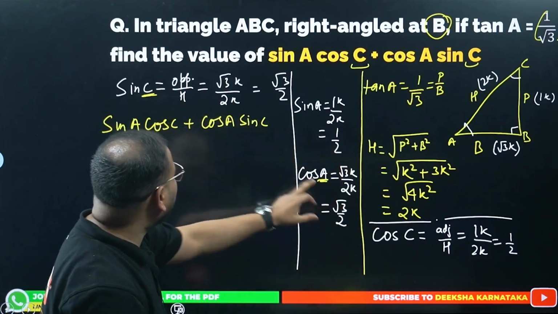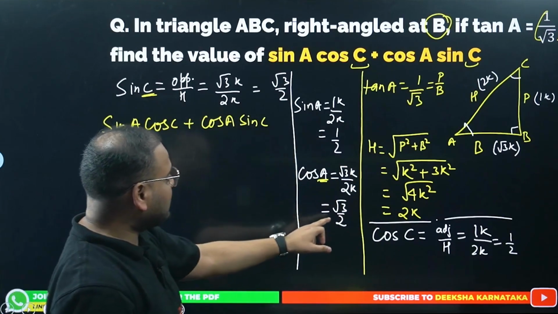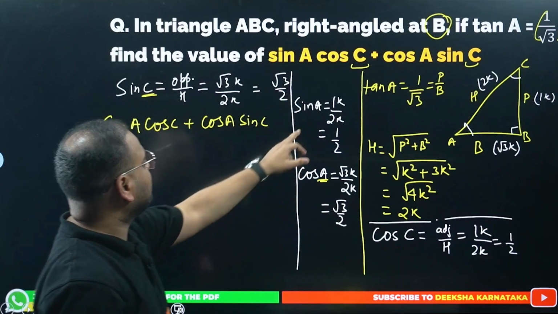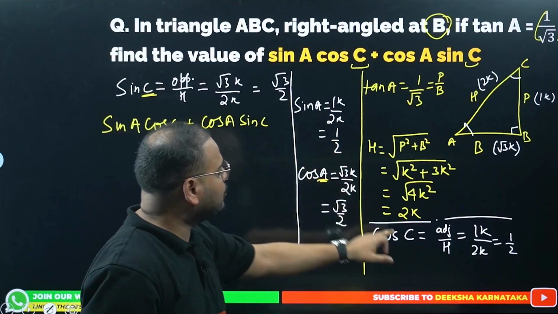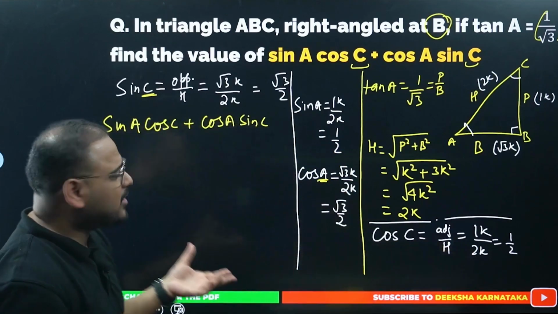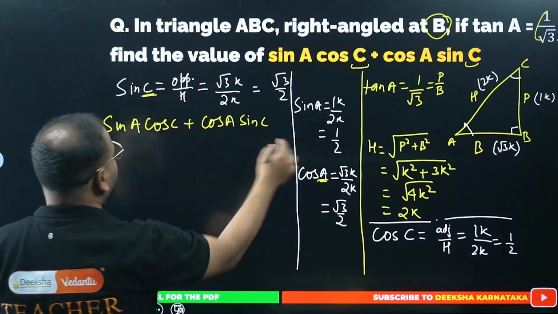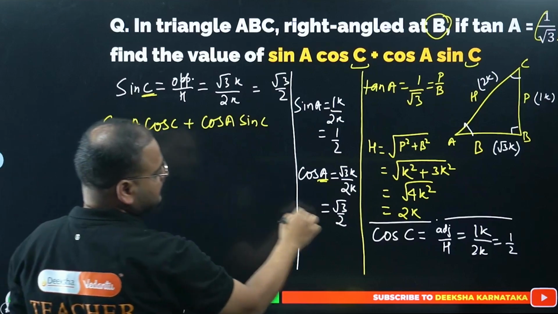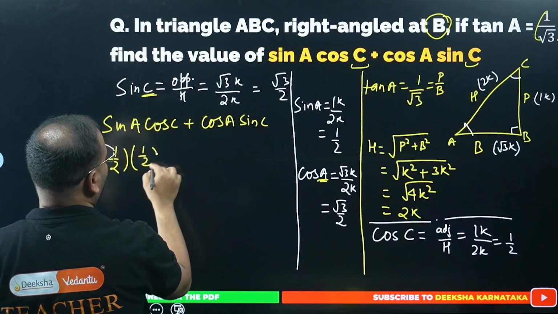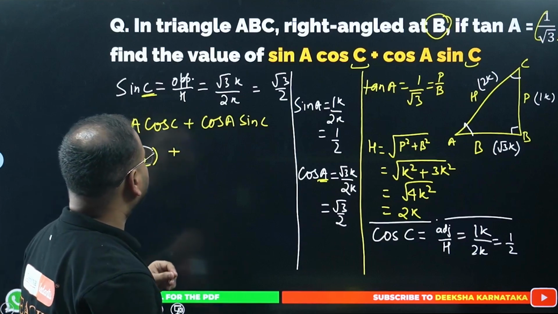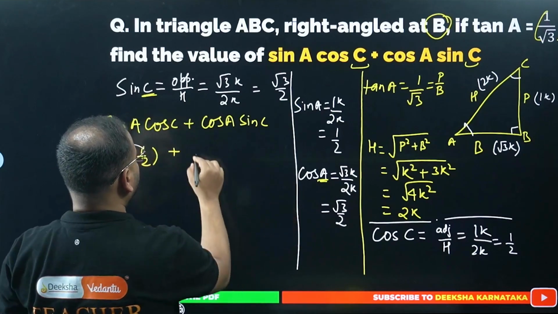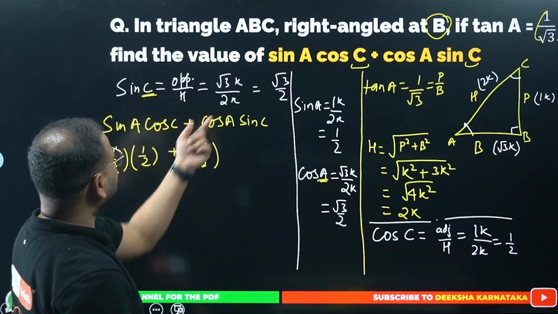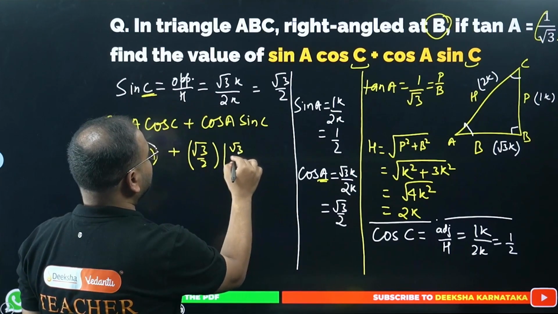So since A and C are complementary angles, look at their values, root 3 by 2, root 3 by 2, they're equal. In the same way, A and C are complementary, sin A is 1 by 2, cos C is 1 by 2. We have all the values, let's put it here. Sin A is 1 by 2, sir. Cos C is 1 by 2, sir. What about cos A? Cos A, sir, root 3 by 2. What about sin C? Root 3 by 2 again, sir.